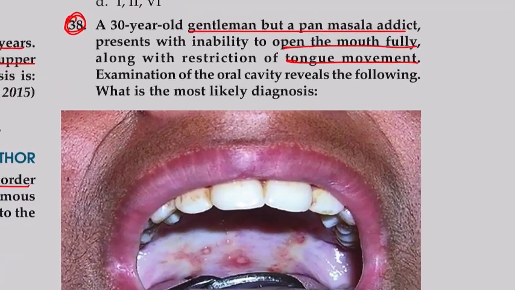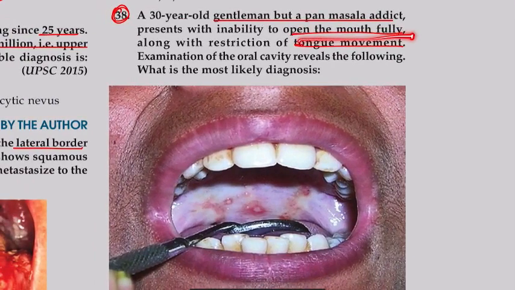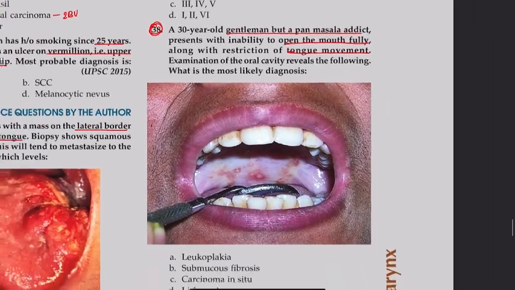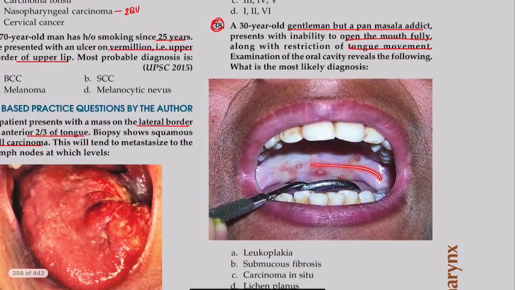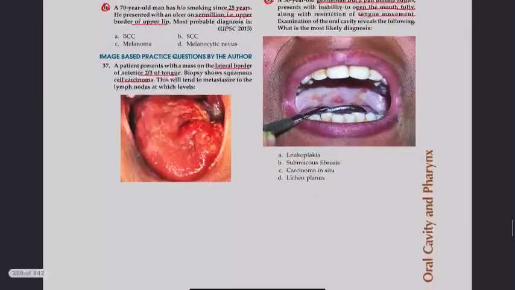A 30-year-old gentleman, a pan masala addict, presents with inability to open mouth fully along with restriction of tongue movement. Examination of oral cavity reveals the following. What is the most likely diagnosis? Now here, as you can see, this is submucosal fibrosis.